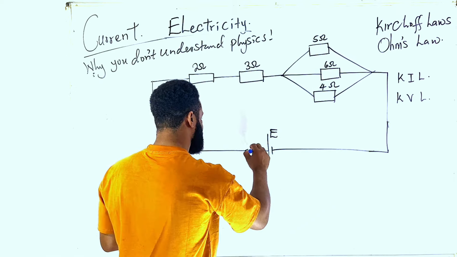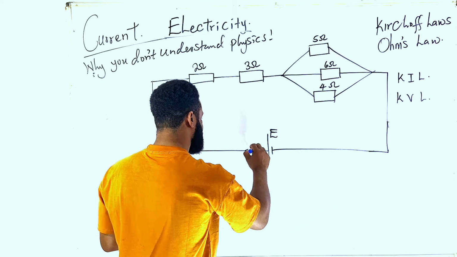Current has a particular path it moves, and we call it conventional current. That means movement of current through the positive. This is the positive. The longest side is the positive. The small side is the negative. According to conventional current, current moves from higher potential to the negative, or to the lower potential, because every positive terminal is a higher potential.